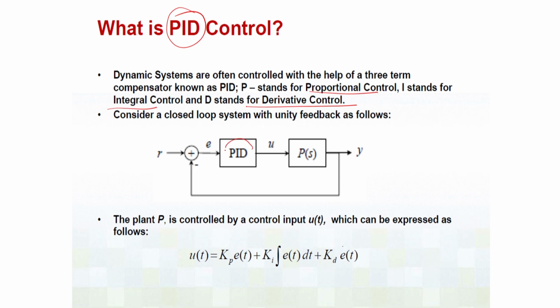So, here you have a PID, and then this is a plant. You can sometimes write it as P(s), but better to write it as G(s). Okay. So, now the plant is controlled by an input, and this input in terms of the PID controller has a proportional element Kp times e(t), that is the error input. Proportional to it, you are giving one part of the input u, another part is the integral part, Ki times the integral of e(t) dt, another part is Kd times e-dot(t). So, that is related to the rate of the error.